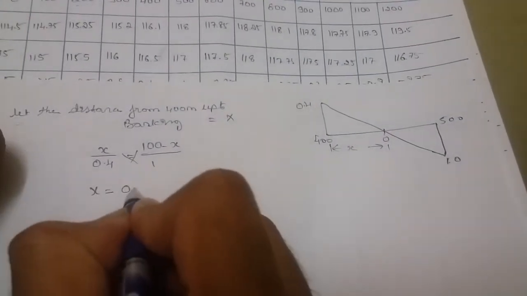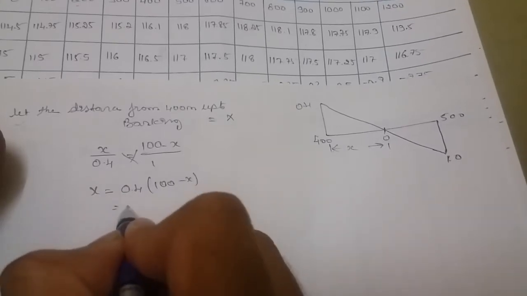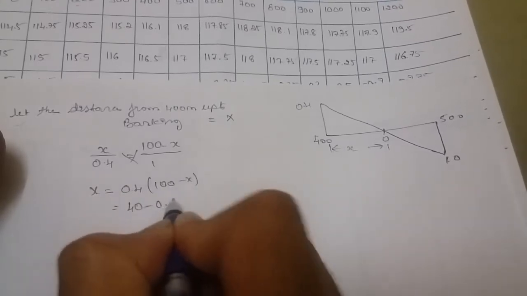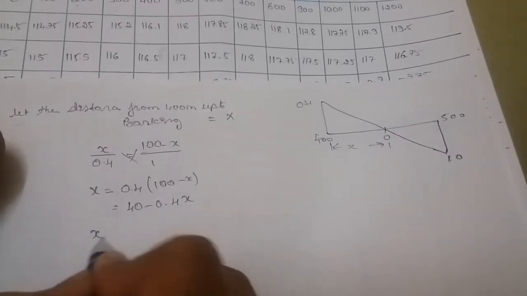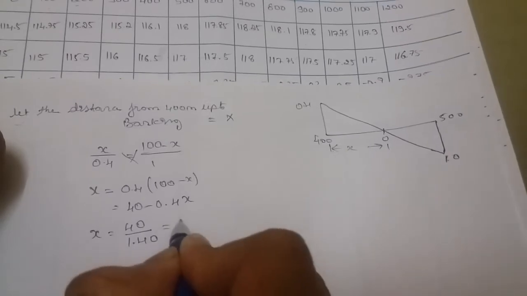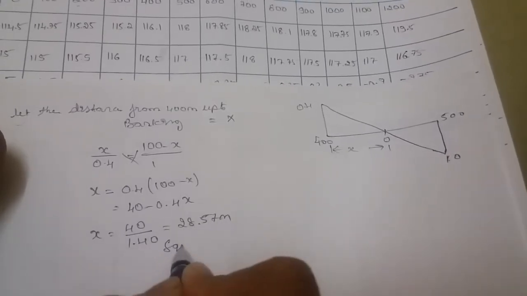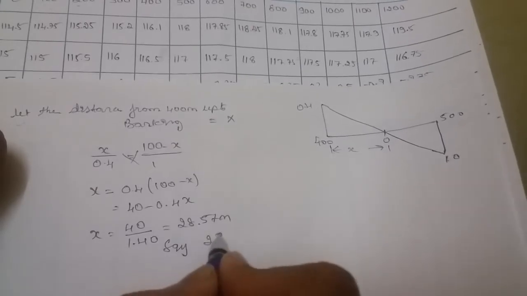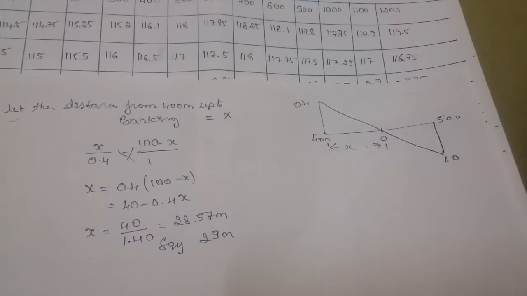Okay, now you just go on cross multiplying. x is equal to 0.4 into (100 minus x). So now this will become 40 minus 0.4x. So now your x is equal to what? 40 divided by 1.4. So you'll get 28.57 meter. Say approximately 29 meter. So now you got the exact distance as 29 meter.